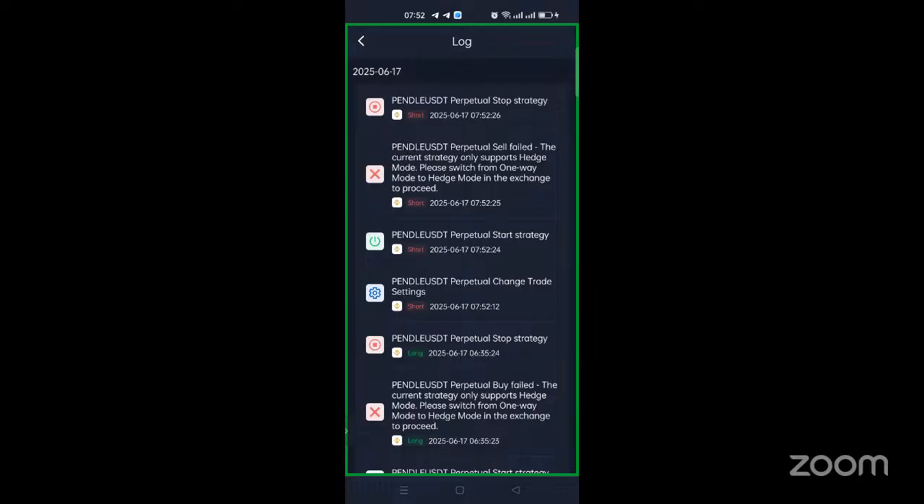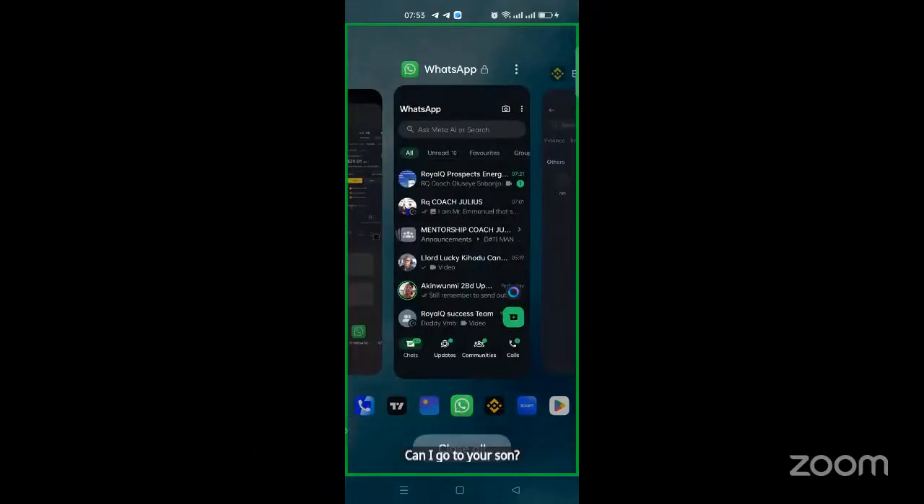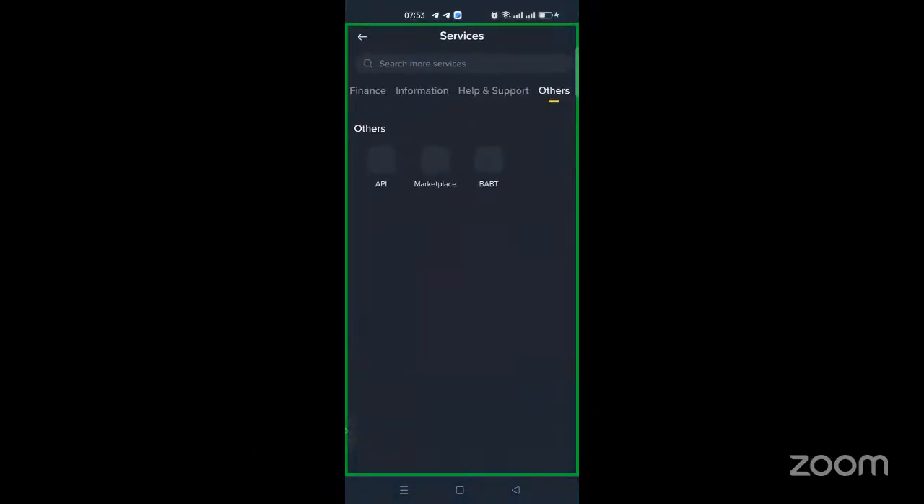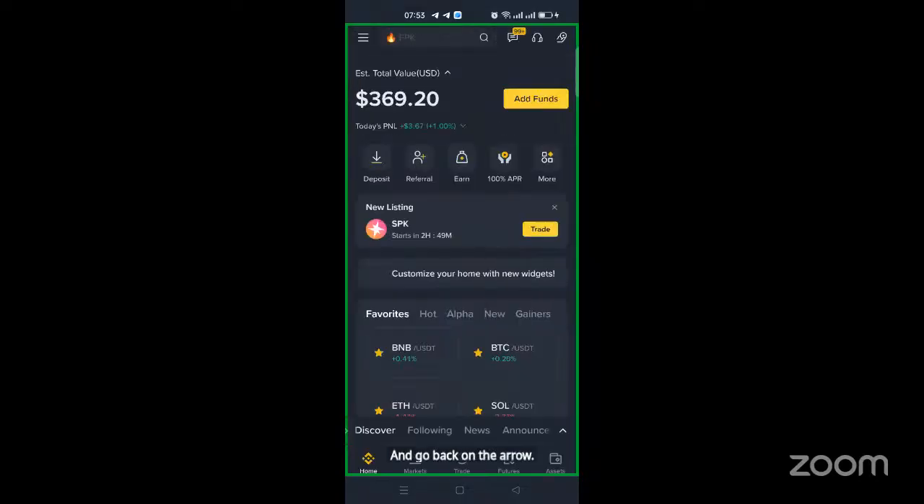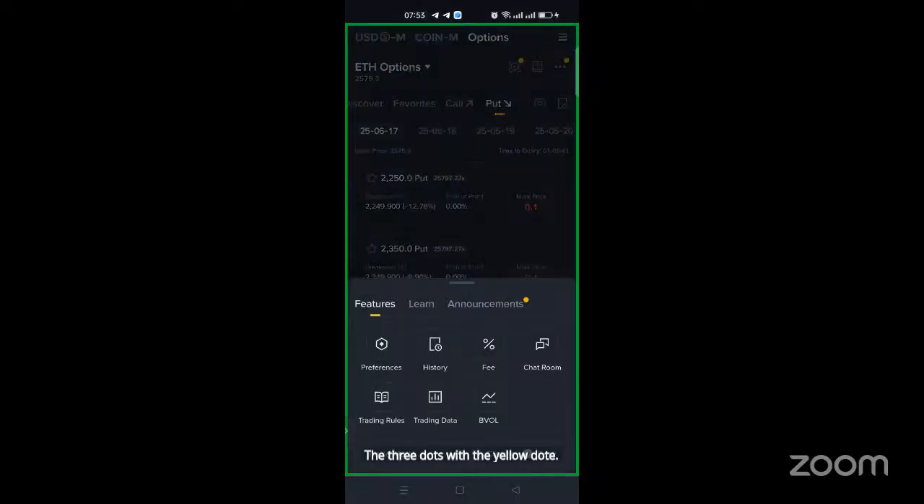It's because of setting up your futures account. Your trade is in one way. Let's go to your exchange and go back on the arrow. Tap on futures below. Tap on the 3 dots at your top right corner, the 3 dots with the yellow dot. Tap on preference.